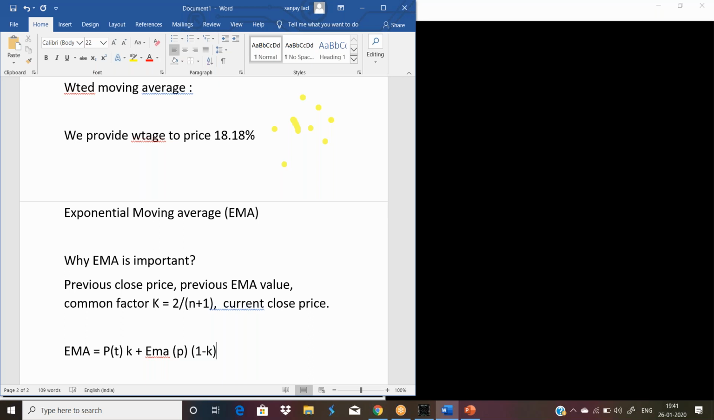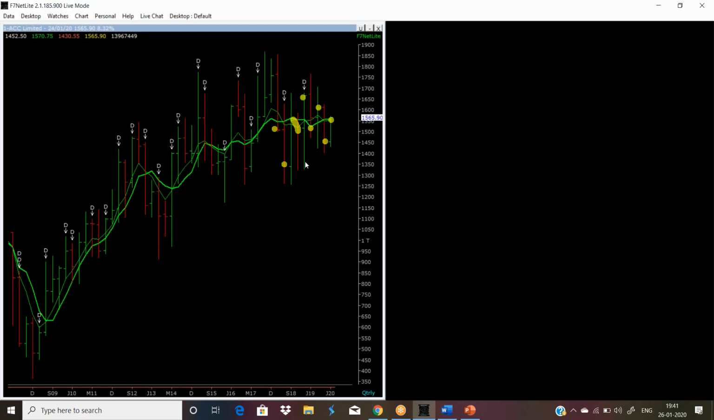EMA of close price, previous price, it is properly integrated. I'll take another session of this to calculate all these values. So EMA is very important because it is properly integrated with these prices. So what will happen if you go to smoothness?